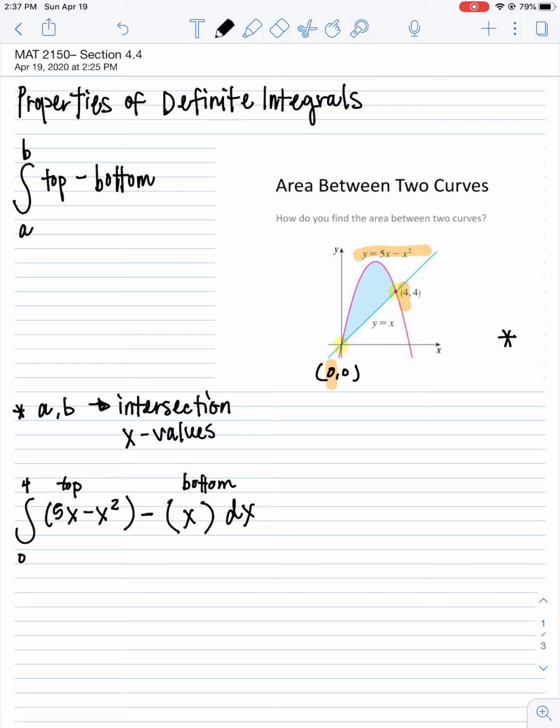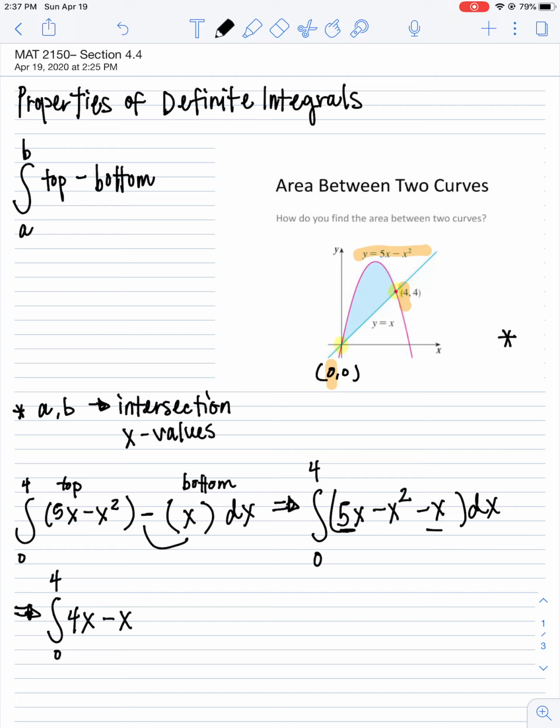Okay? And so now if we clean it up a little bit, and we surely can, we'll come to the side. We're still going to go from 0 to 4. It's still going to be 5x minus x squared, minus x, all of that with respect to x. And then, guys, you can simplify this. You've got 5x minus x. Those are like terms, so let me go again. If I come down here with it, that's going to be 0 to 4. 5x minus x is 4x minus x squared with respect to x.